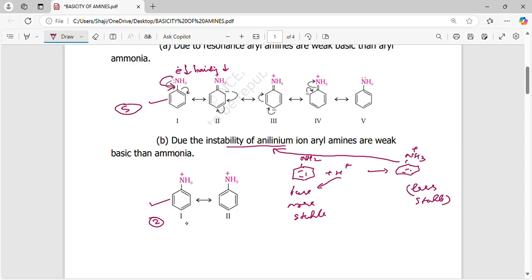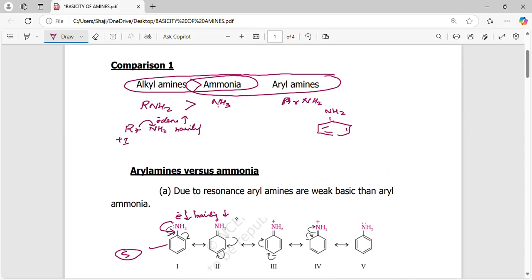So from a more stable species to a less stable species, this reaction will not take place easily. We can say that this is less feasible. It's not a feasible reaction, it's less feasible. So the acceptance of the proton will be difficult in aniline. As it is difficult to accept a proton, we can say that it is less basic. So these are the two reasons why arylamines are less basic than ammonia as well as alkylamine.